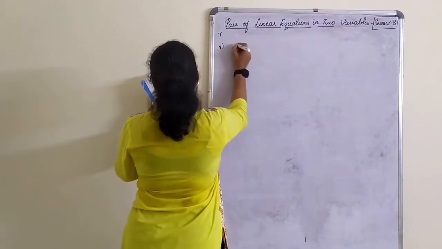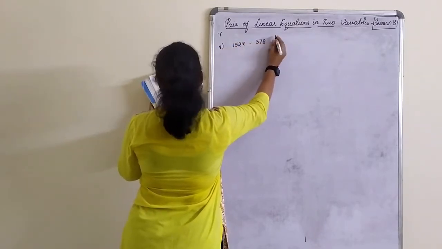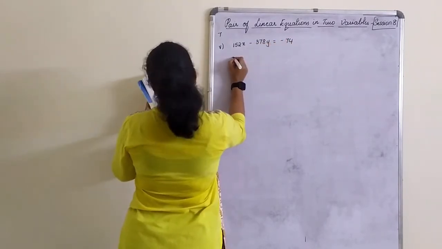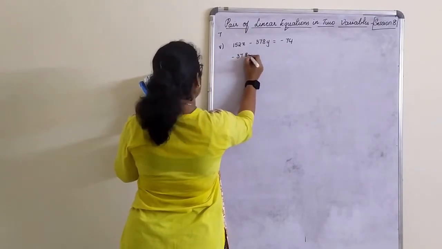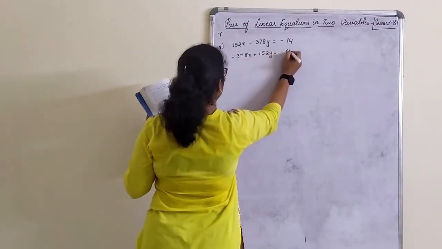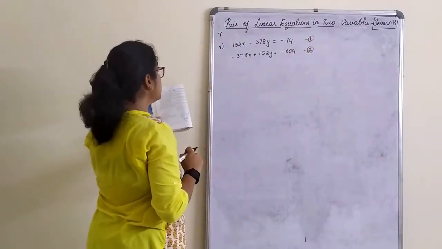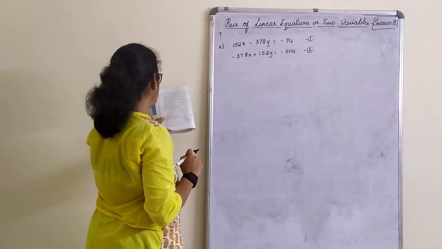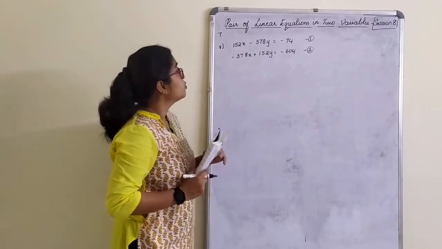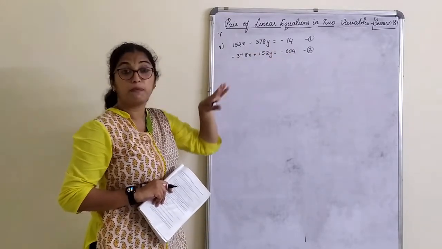Fifth one, 152x minus 378y is equal to minus 74, minus 378x plus 152y is equal to minus 604. Equation 1, equation 2. Let me check. 152x minus 378y is equal to minus 74. Minus 378x plus 152y is equal to minus 604. So see, if you start equalizing this, multiply this by 152, multiply this by 378, not possible at all.